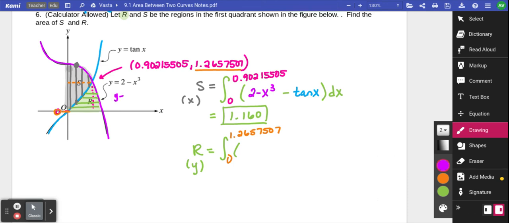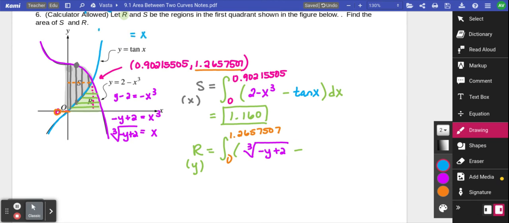So I'm going to subtract 2 on both sides. I'm going to divide by a negative. So I'm going to have negative y plus 2 equals x cubed. And then I'm going to cube root both sides. So my purple equation is going to be the cube root of negative y plus 2 minus the blue equation is going to be, I have to get x by itself, so I'm going to use inverse tangent. And I'm going to have inverse tangent of y, dy.